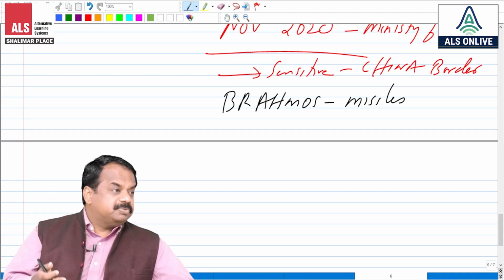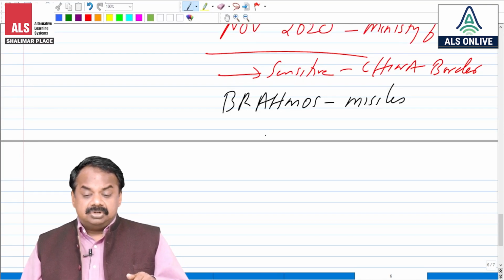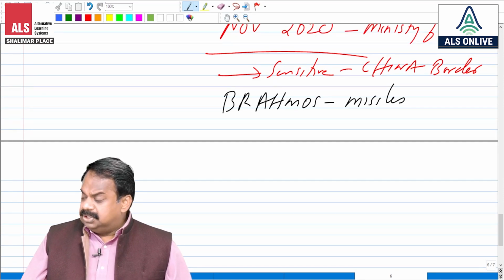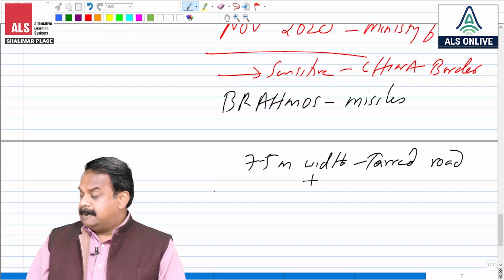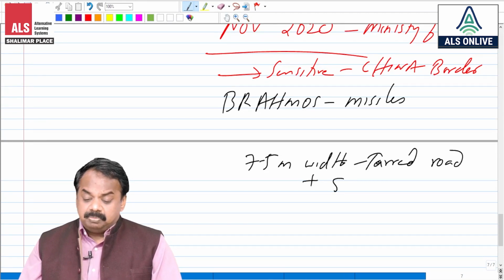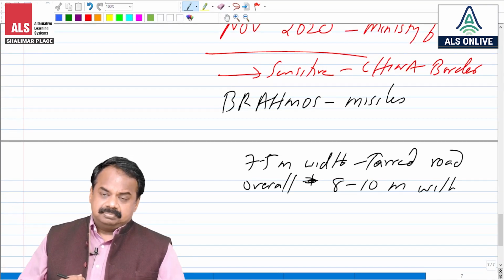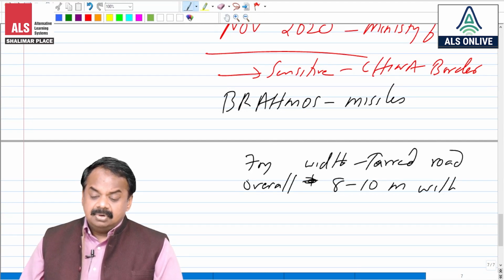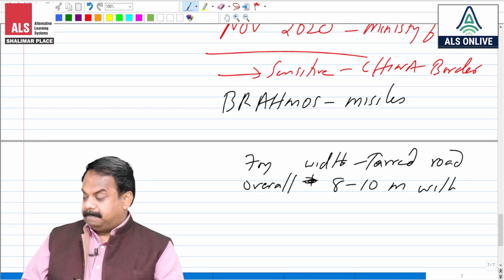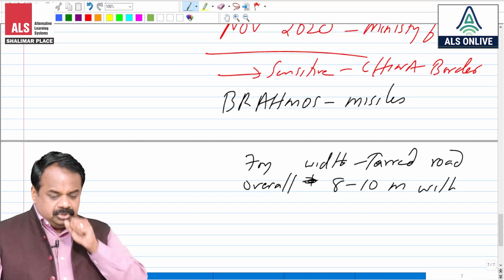See, this could have been done 6 months before, 8 months before, with proper negotiation. But unfortunately, nothing doing. Now, in the name of this BrahMos, the Defense Ministry in November 2020 approached the Supreme Court saying that this double lane should have at least 7.5 meters width, the tarred road, plus the overall formation should be around 8 to 10 meters width. So in November, the Defense Ministry is saying make it 7 meters with overall 8 to 10 meters.